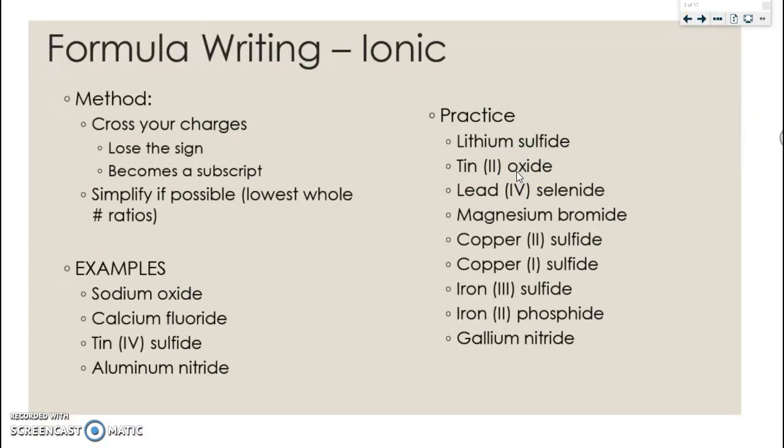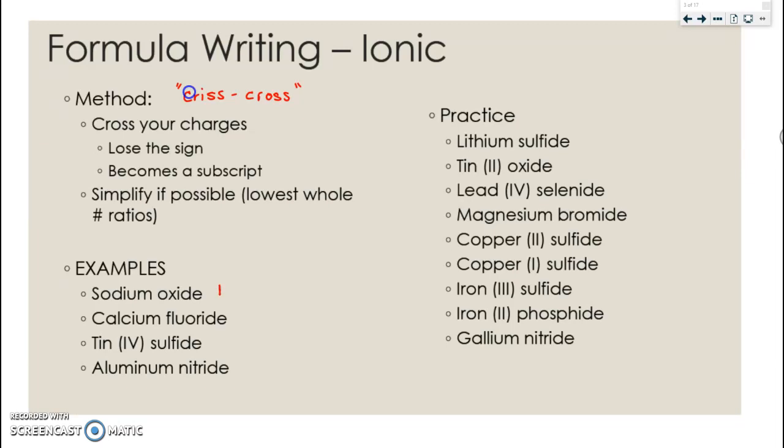Let's begin by discussing formula writing for ionic compounds. The method that we're going to use is often referred to as the crisscross method, because that's exactly what we end up doing. We're going to cross our charges, we're going to lose the sign, and the numbers become subscripts. And then we simplify to the lowest whole number ratios as possible. Let's do some examples to make this make sense. Sometimes this is called the swap and drop method, because that's, again, exactly what we're doing.